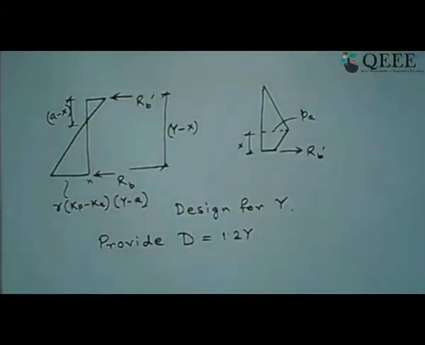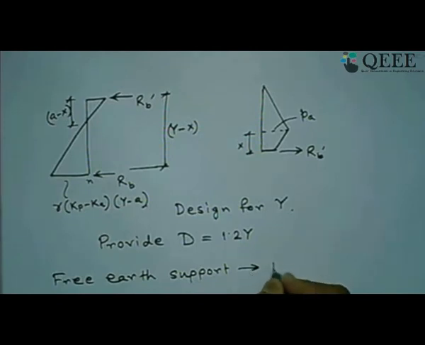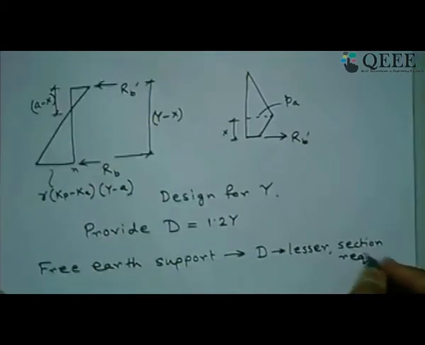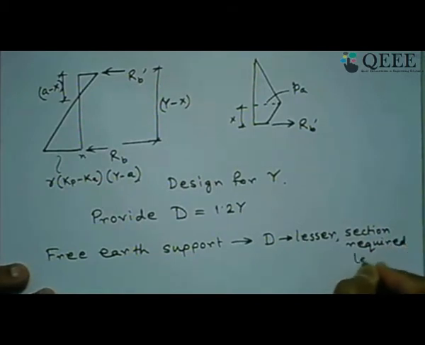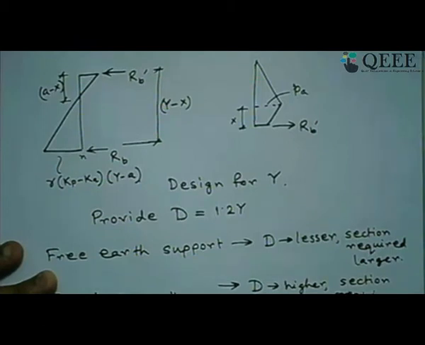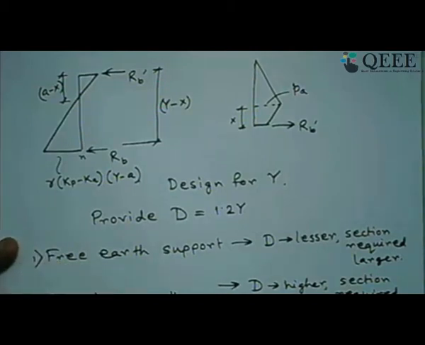But remember two things over here. For free earth support, what we got generally, D is lesser. I am telling all relatively, but the section required is larger, whereas for fixed earth support type design, the embedment depth is higher or larger, whereas the section required is smaller. That means both the methods have their own merit as well as demerit.